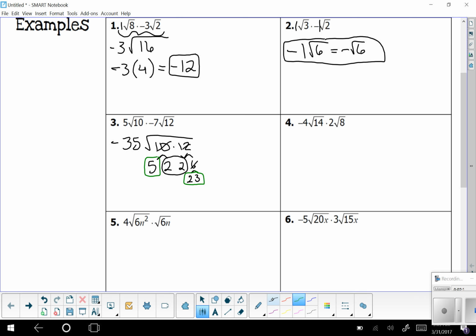So what comes out? You have a -35. The 2 comes out. And what's left inside is your 5 and your 2 and your 3. So 5 times 6 is 30. Clean it up. 35 times 2, -70 square root 30.